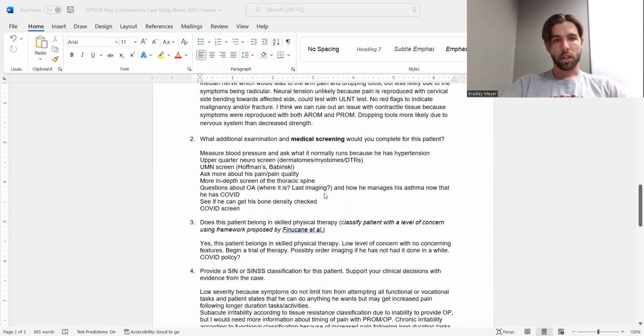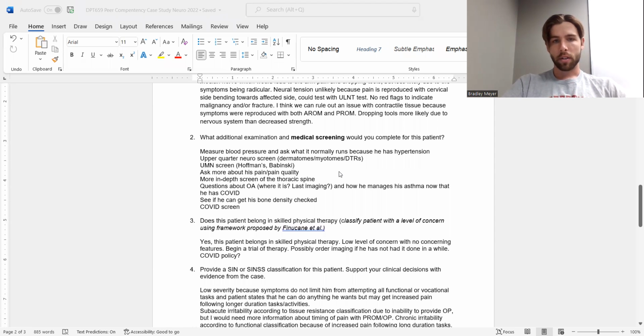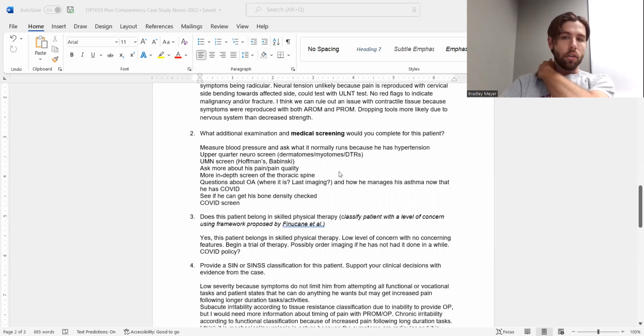So then on to the additional examination, medical screening. I want to measure blood pressure because he has a history of hypertension. I would want to do an upper quarter neuro screen, including testing dermatomes, myotomes, DTRs, possibly narrow it down to a specific cervical level. I would want to do an upper motor neuron screen to see if there's any upper motor neuron lesions in the cervical spinal cord. I want to get a better idea of his pain quality, even though it says it's radicular. I would just want some more descriptors for that.